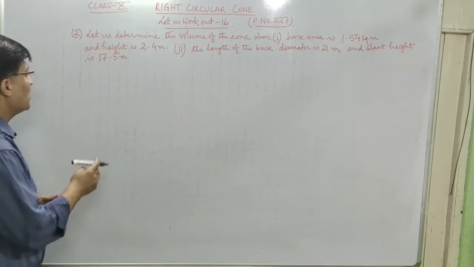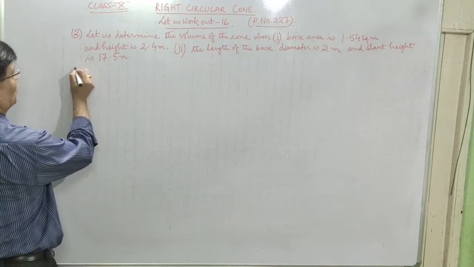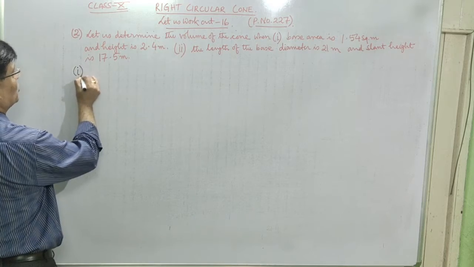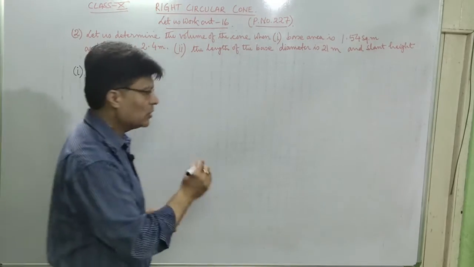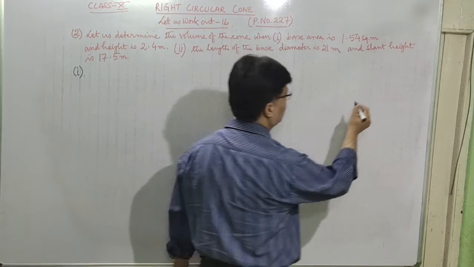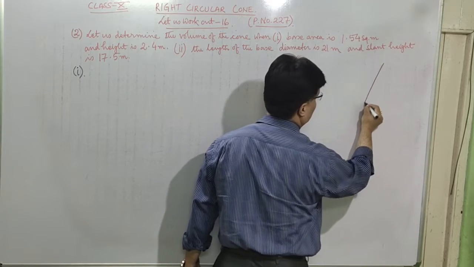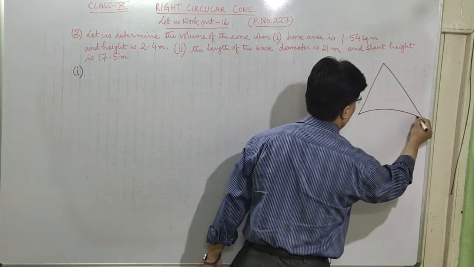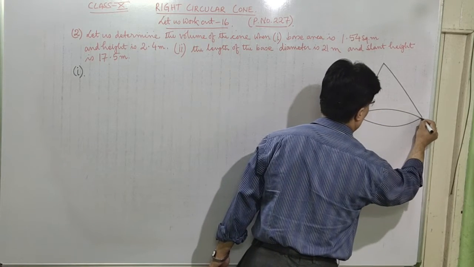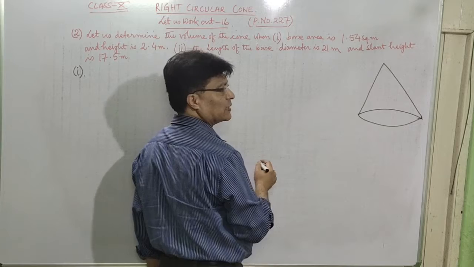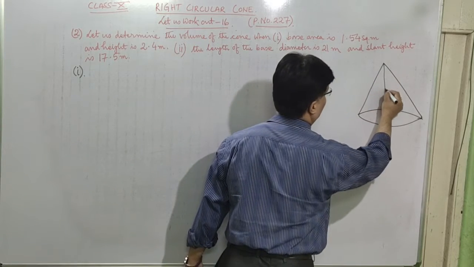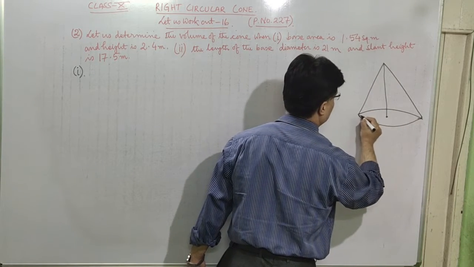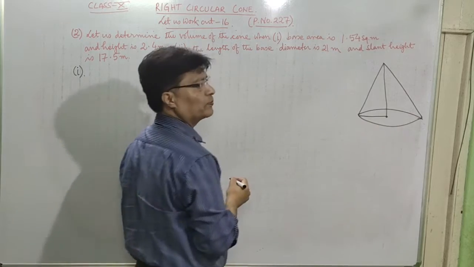Okay. So now let us do number 1. Let us draw the figure for the cone. So suppose this is the cone, right? This is the cone. And this is the height of the cone. And this is the radius of the base of the cone.